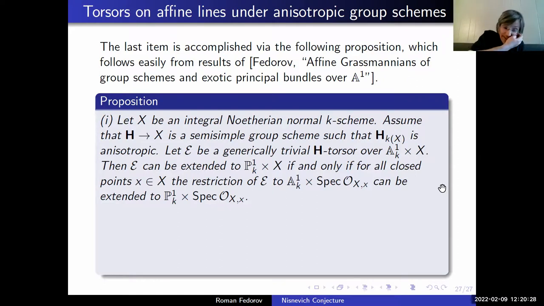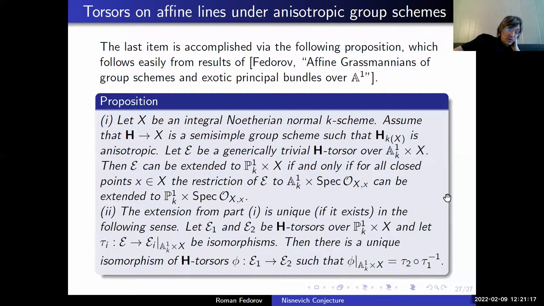Suppose I have any reasonable scheme X and a semi-simple group scheme, which is generically anisotropic. And suppose I have a generically trivial torsor over A^1 times X. Then the claim is that it can be extended to P^1 cross X if and only if this can be done locally over X. Right, so you really need to check it only locally. And if such an extension exists, it is unique.